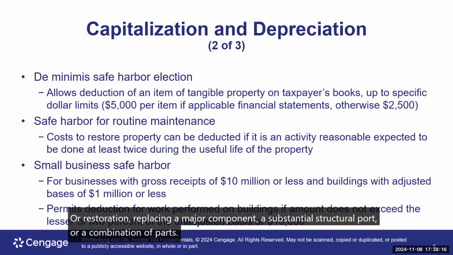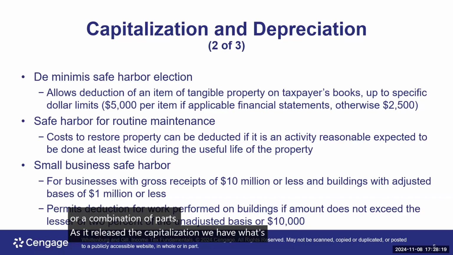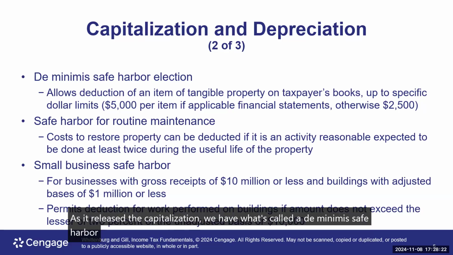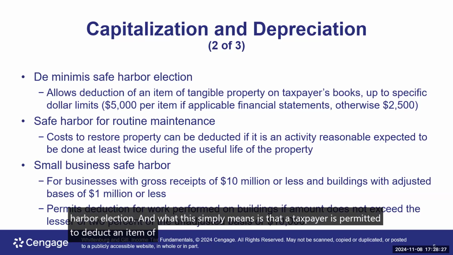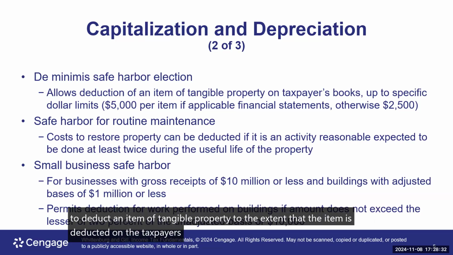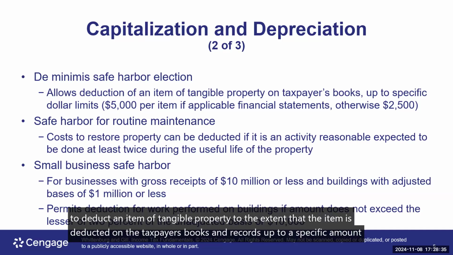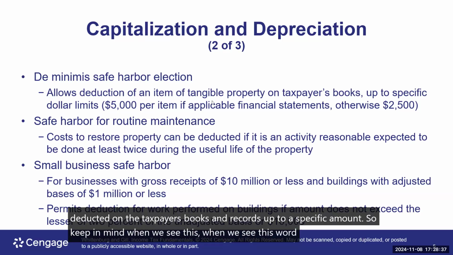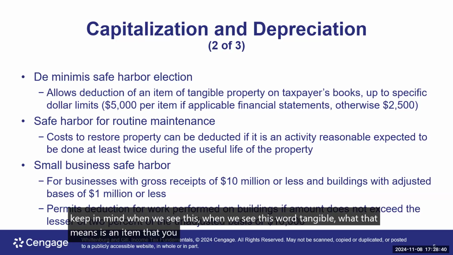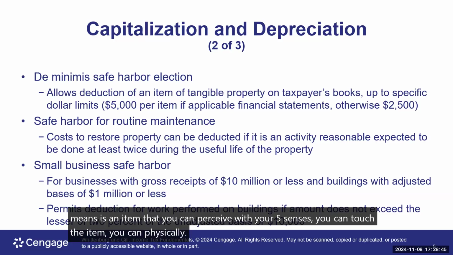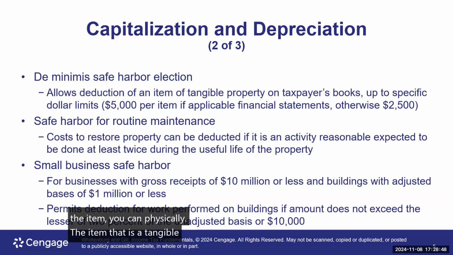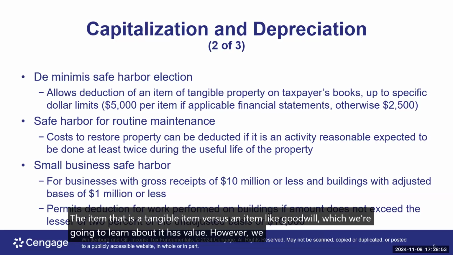As it relates to capitalization, we have what's called a de minimis safe harbor election. What this simply means is that a taxpayer is permitted to deduct an item of tangible property to the extent that the item is deducted on the taxpayer's books and records up to a specific amount. Keep in mind, when we see this word tangible, what that means is an item that you can perceive with your five senses. You can touch the item, you can physically see the item. That is a tangible item versus an item like goodwill, which we're going to learn about. It has value, however, we can't physically see it.